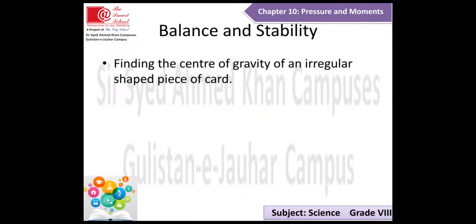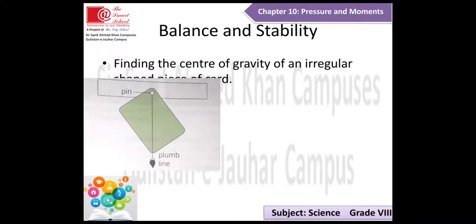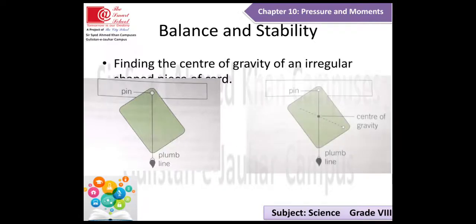Finding the center of gravity of an irregular shaped piece of card. The diagram shows a piece of card swinging freely from a pin. A plumb line passed into the pin hangs vertically downwards. A vertical line is drawn along the plumb line. If the card is repositioned and hung from a different point, the point where the plumb line crosses the drawn line is the center of gravity of the card.